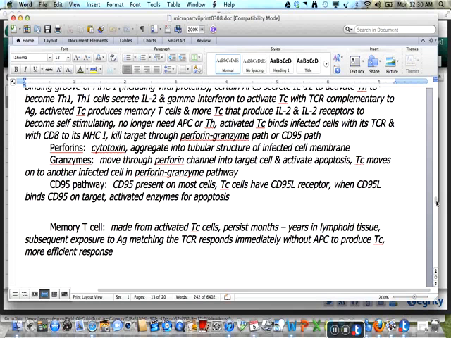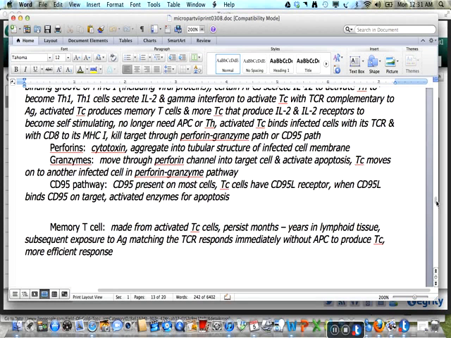Perforins are a cytotoxin which aggregates into a tubular structure on the infected cell membrane. Granzymes move through the perforin channel into the target cell and activate apoptosis. The TC moves on to another infected cell. The CD95 is present on most cells. The TC cells have CD95L, a receptor. When the CD95L, which stands for ligand, binds CD95 on the target, it activates enzymes for apoptosis.